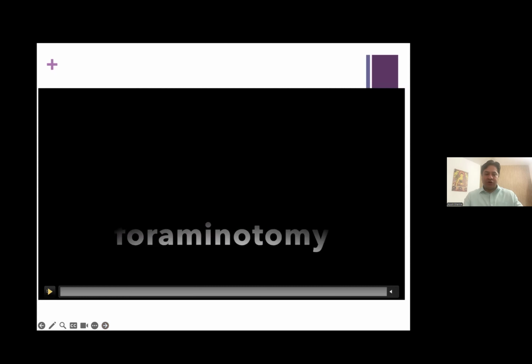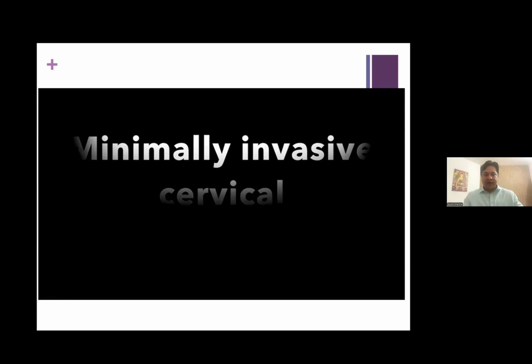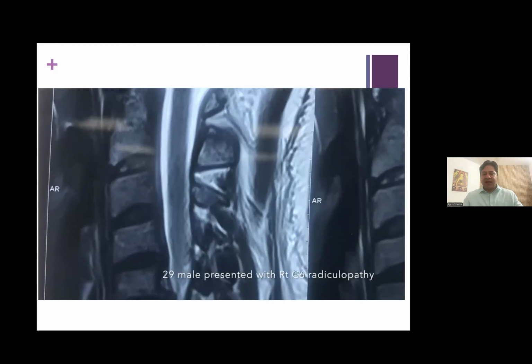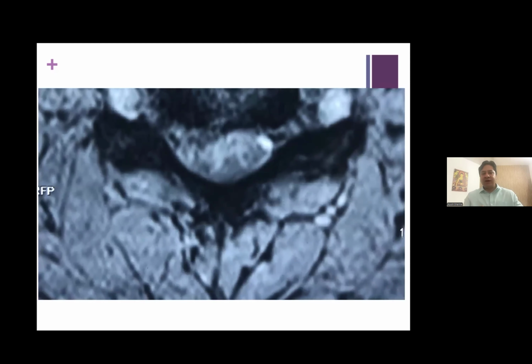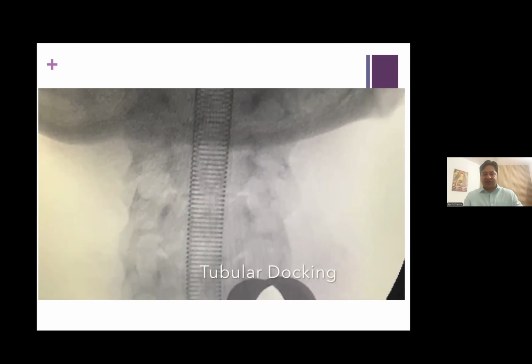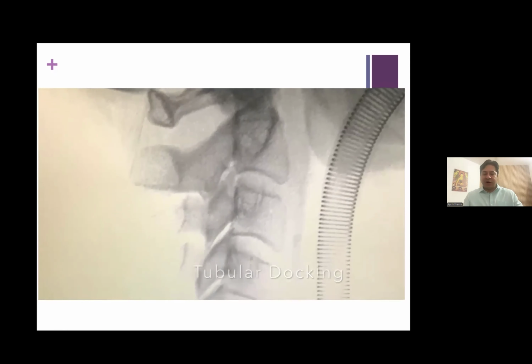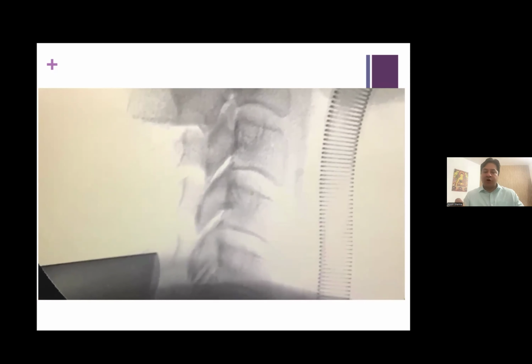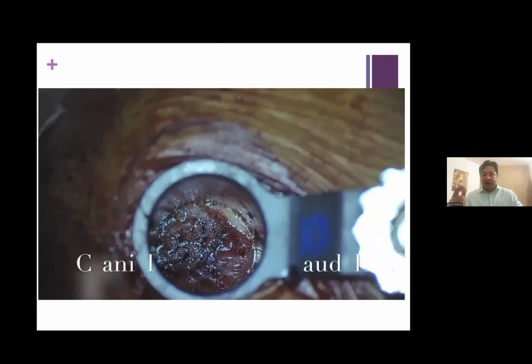I will show you two videos. This is a tubular foraminotomy. As Dr. Sudhir Dubey already told, it has to be a lateral radiculopathy, and that is where you do this. So this was a hard disc. For a radiculopathy, you can do only a foraminotomy, which was done in this case, or a foraminotomy with discectomy, which I'll show you in the other case.